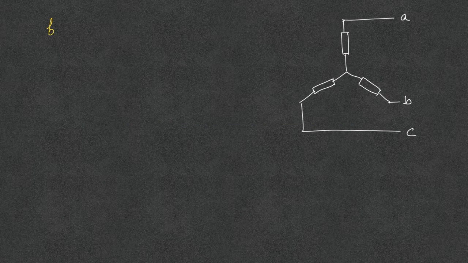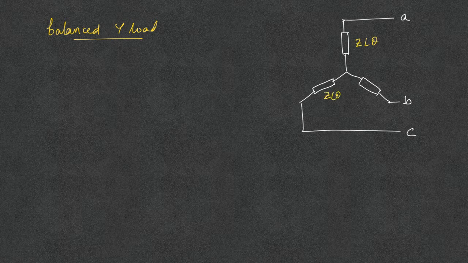Let us take a balanced star connected load. The impedance in each phase, let it be Z angle theta. Now this point will be the neutral. So here you will have phase voltage VAN. This will be phase voltage VBN, and this will be VCN.